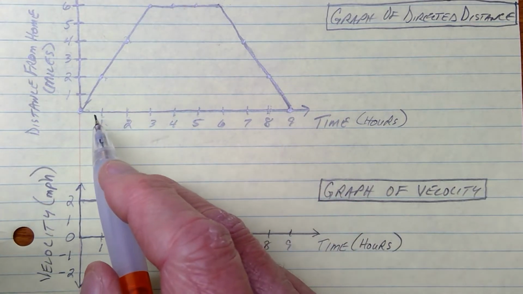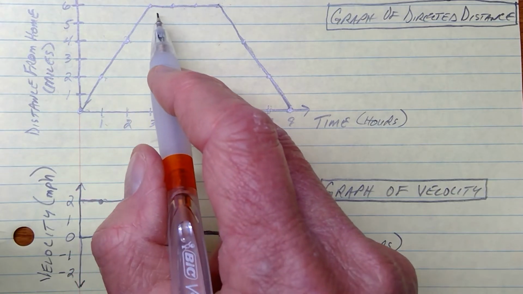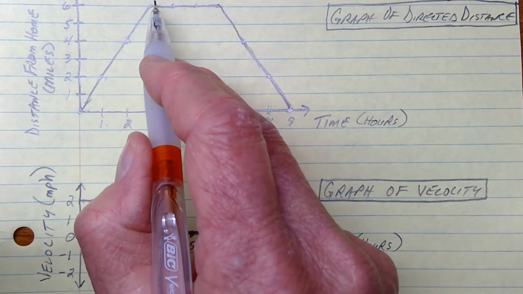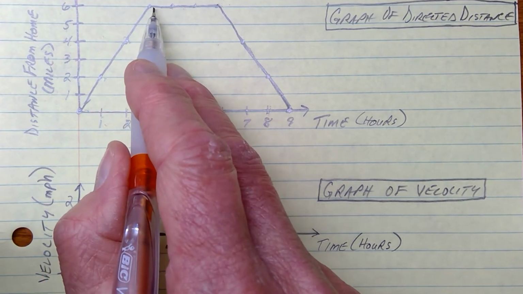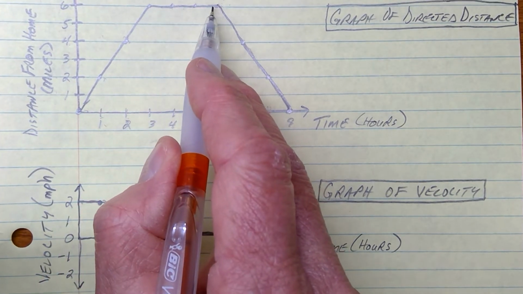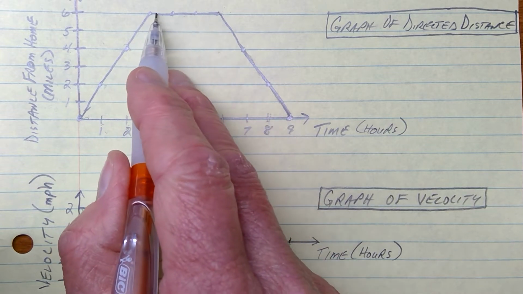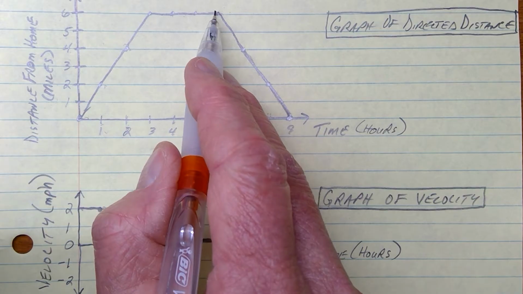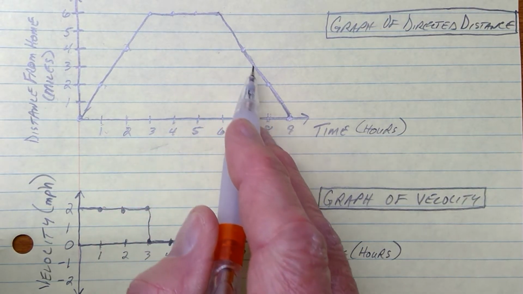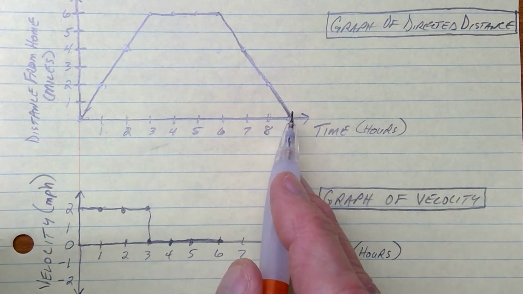Now, this kind of makes sense, all right? If we're walking away from home, that's an uphill slope. That's going to be a positive slope, a positive velocity. If I'm sitting still, that's a horizontal line. That's a zero slope. That's a zero velocity. And if I'm heading back home, that's a downhill line. That's a negative slope. That's a negative velocity.